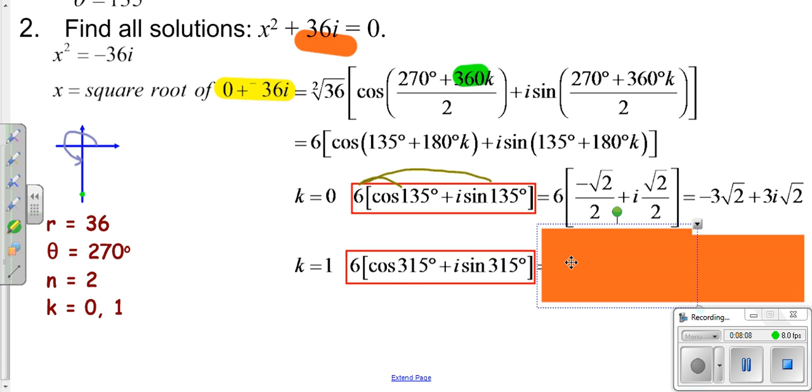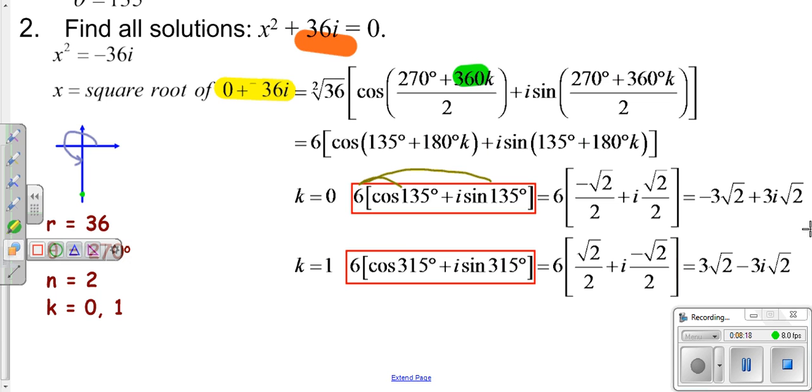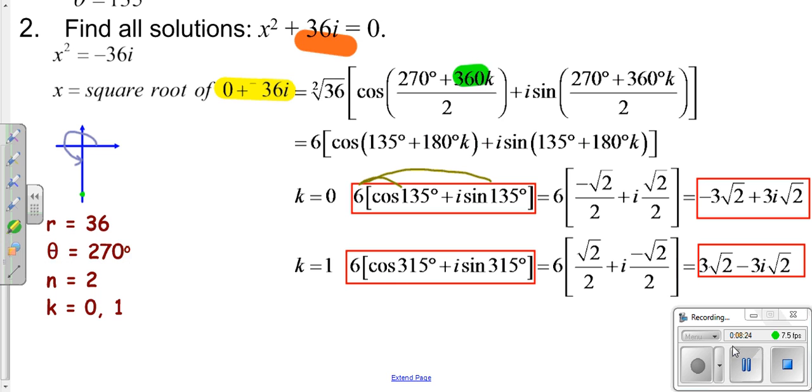And then we're going to do the same thing down here, because cosine of 315, sine of 315, you're supposed to have those memorized. We distribute through, and then we get our two answers over here in a plus bi form. So that's how we go about taking roots of complex numbers.